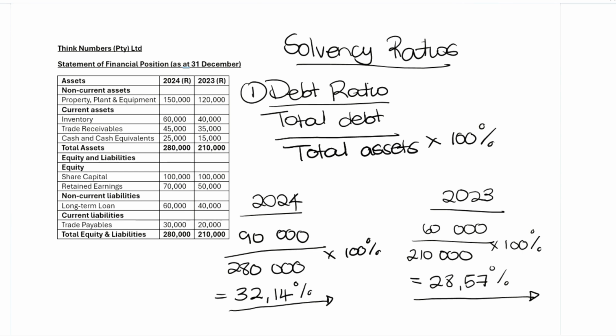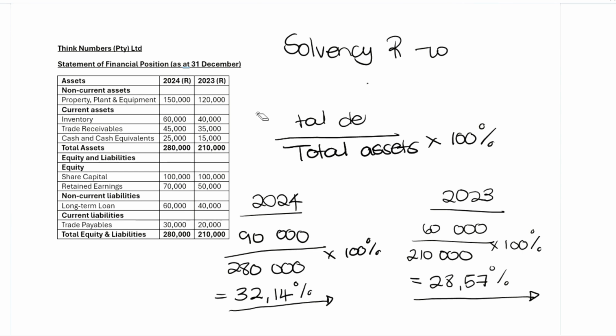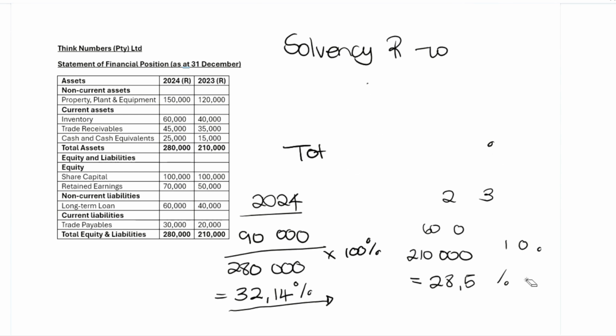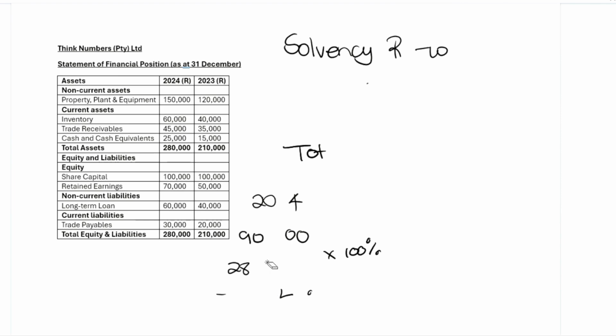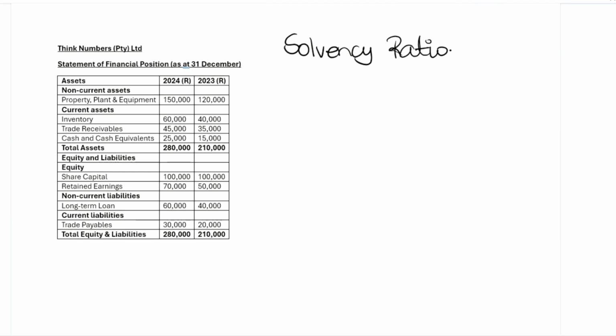Now we're going to move on to the next ratio, ratio number 2, which is going to be our debt equity ratio. Also another very popular one, so please make sure you are comfortable with this one. Ratio number 2, we're looking at our debt equity ratio.